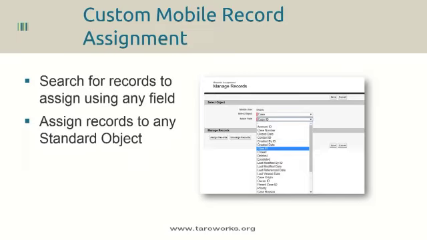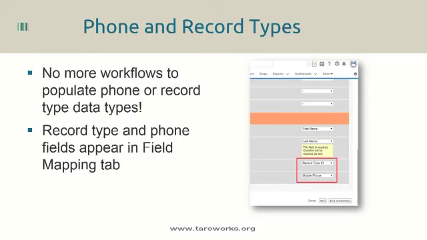Are there any questions regarding mapping phone numbers and record types? Doesn't seem like it. Oh, here we go. Great. We have a question from Jesse. Are there limitations in terms of record type visibility settings?